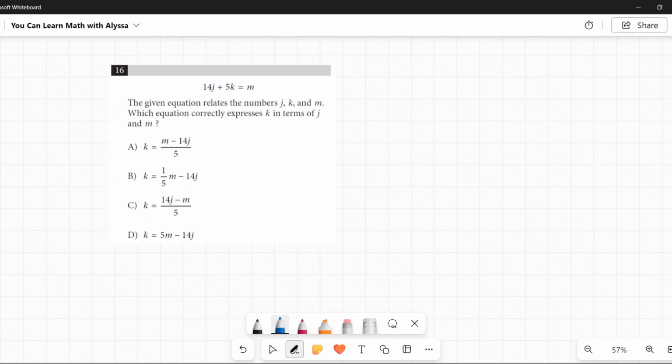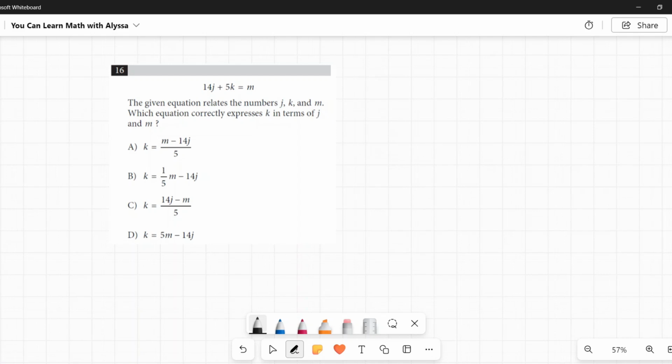Number 16, 14j plus 5k equals m. The given equation relates the numbers j, k, and m. Which equation correctly expresses k in terms of j and m? Anytime you see this, expressing a variable in terms of the other variables, it's very posh and very fancy, isn't it? All they're wanting you to do is not to solve.